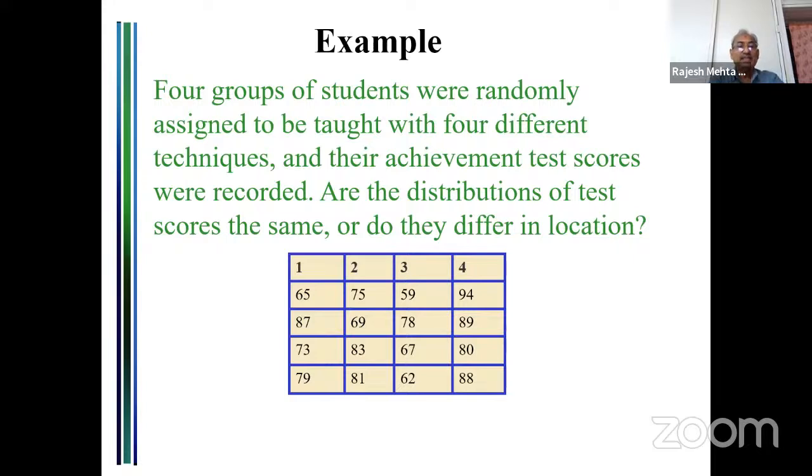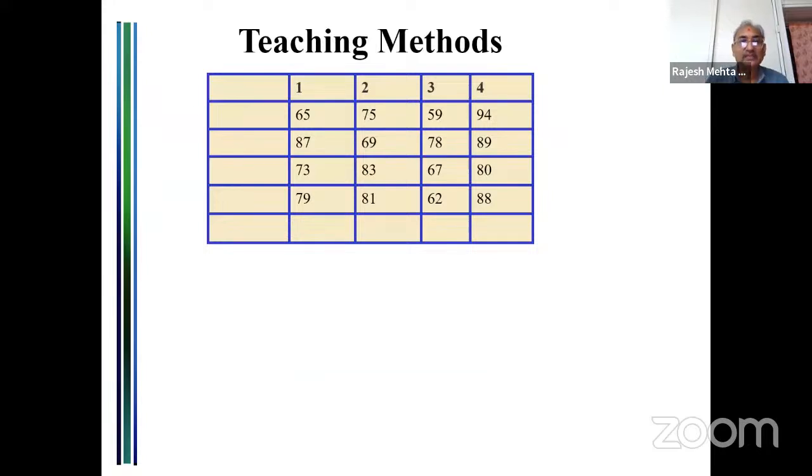So let's say here group number 1 got marks 65, 87, 73, 78. Group number 2 got 75, 60, like this, and group 3 and group 4. If the figures are given directly, only four in each group, it is very difficult to find out whether this is significantly different or not. But with our test, we will be able to do that. Now look at the first step.